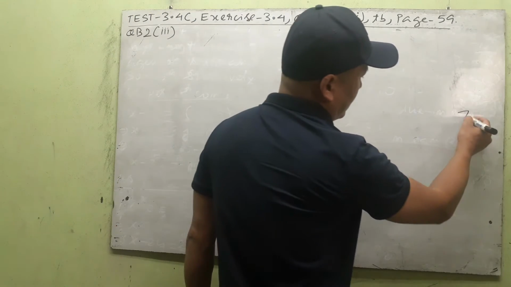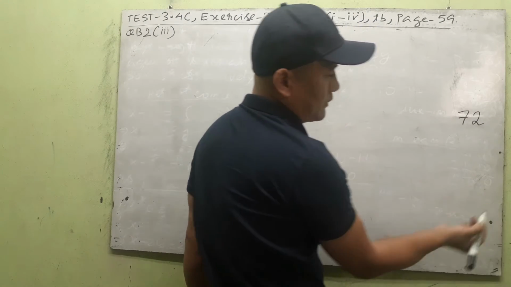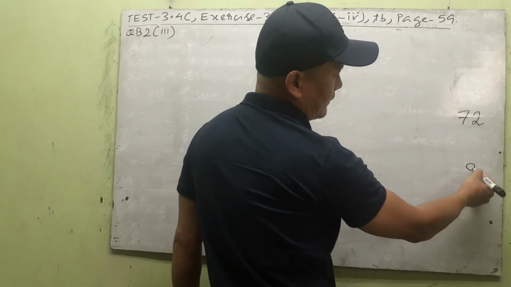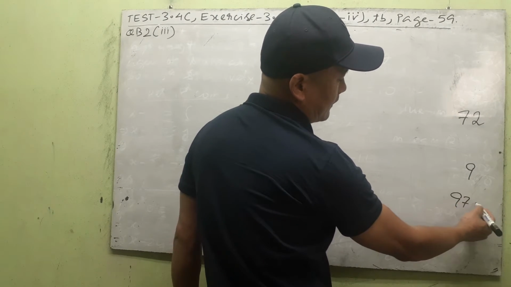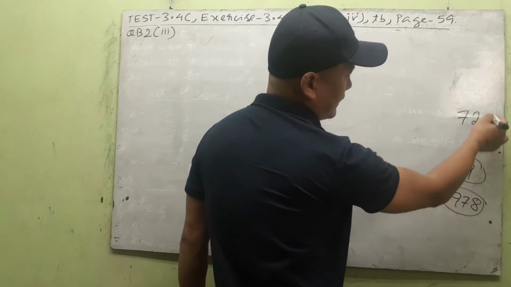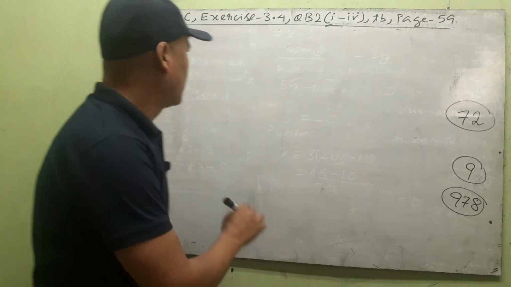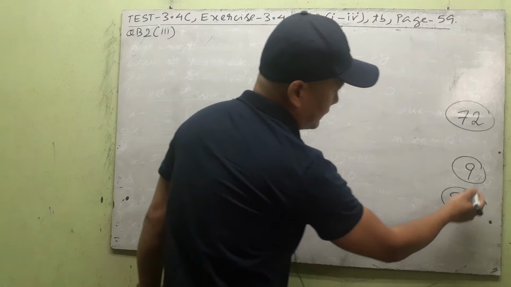Suppose we take a 2-digit number. This is a 2-digit number. This is a 1-digit number. This is a 3-digit number. So they are saying it's a 2-digit number. So if it is 2 digits, then we count places like this.